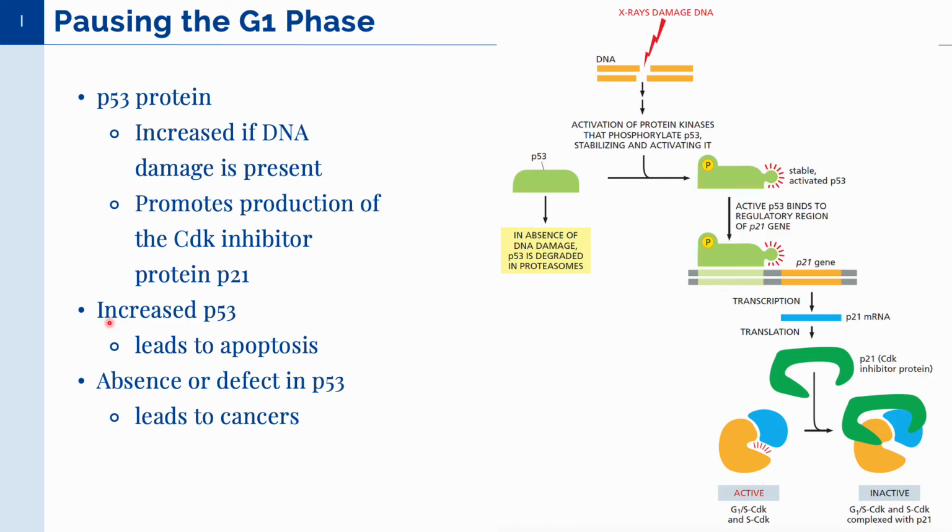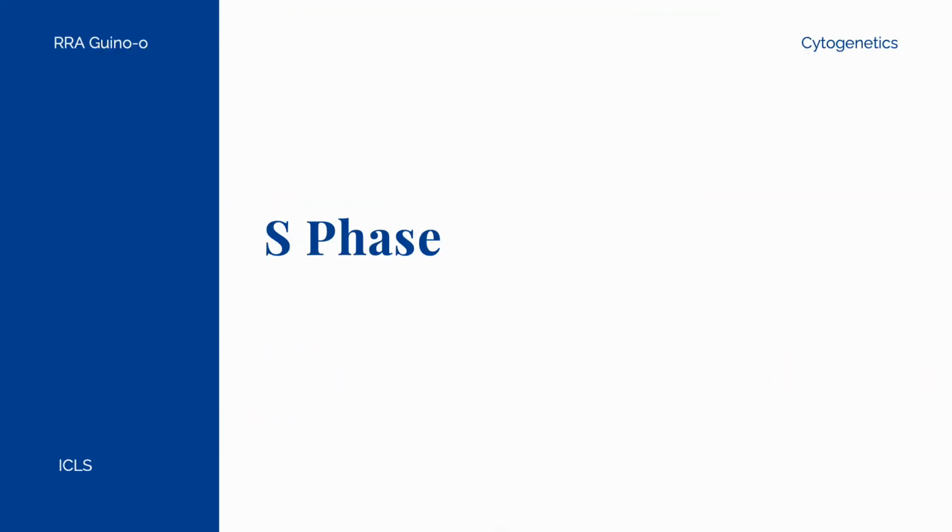Now, this protein is incredibly important because the absence or defect of the P53 protein and its gene usually lead to the development of cancers. And in fact, almost 50% of known cancers have this defect in the P53 gene. Next, let's move on to the S phase.